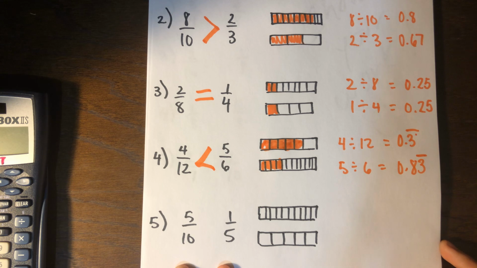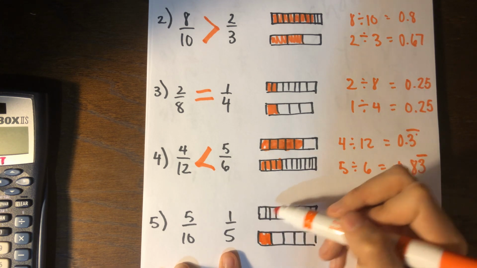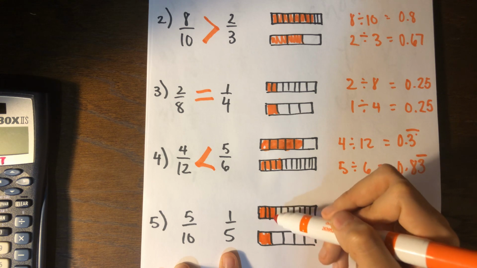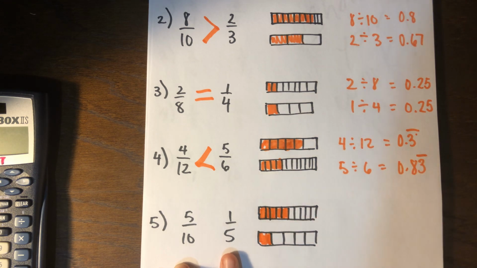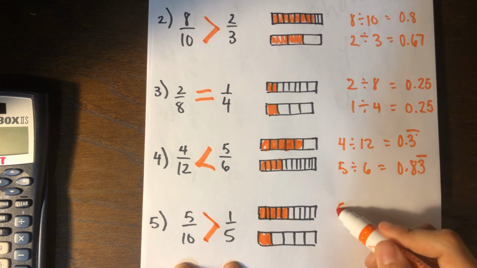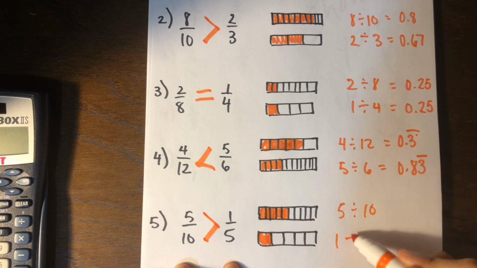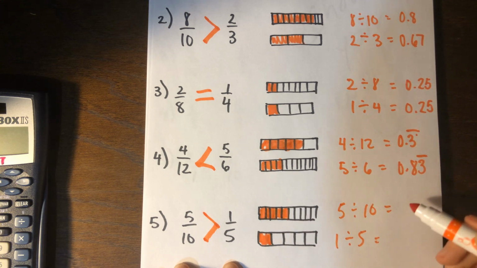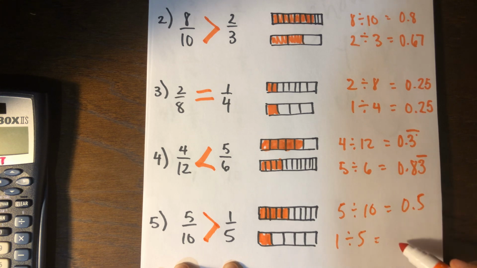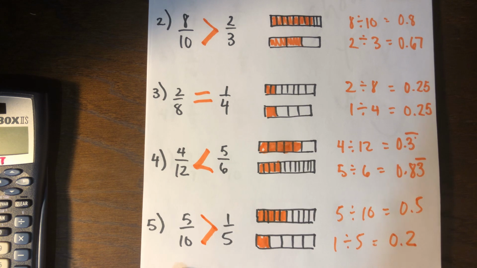Last one we're going to compare is 5/10 and 1/5. So I have 10 blocks here, 5 blocks here. I color 1 out of 5 for 1/5 and 5 out of 10 for 5/10. This one is bigger because more is colored. So I flip my sign to say greater than. And I do 5 divided by 10 and 1 divided by 5. 5 divided by 10 is 0.5. 1 divided by 5 is 0.2. This one's bigger.